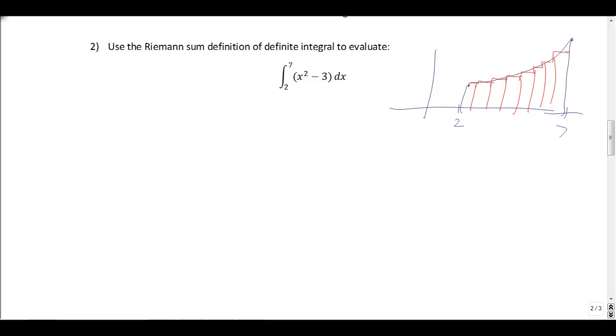I drew my picture, I guess, incorrectly. I should be taking the right endpoints is what I'm going to do here. Okay, so we need some things here. We need to have a delta x. So if we're going to do n rectangles.